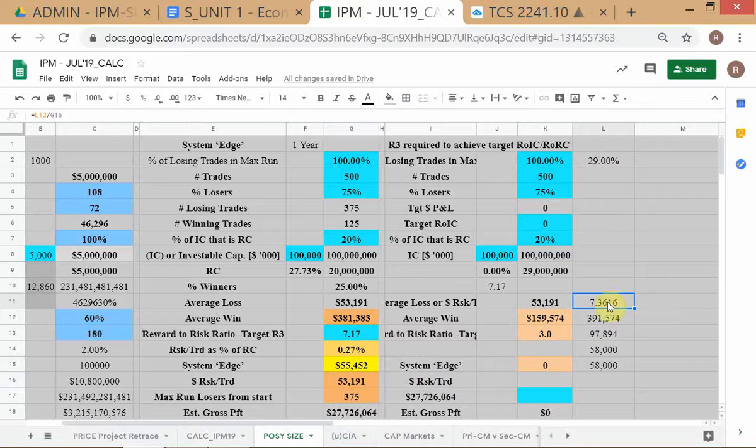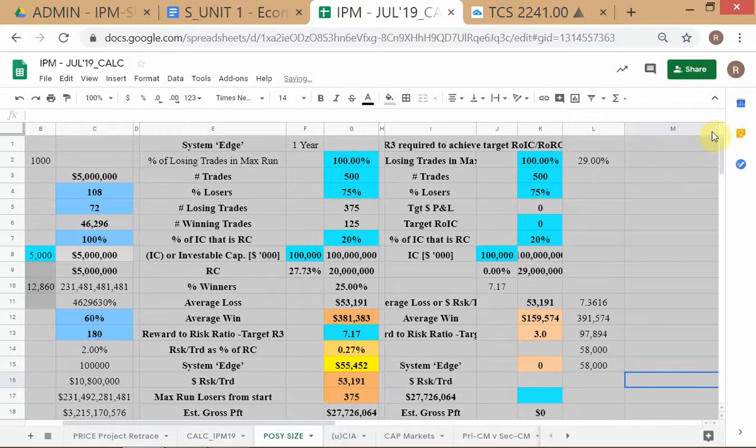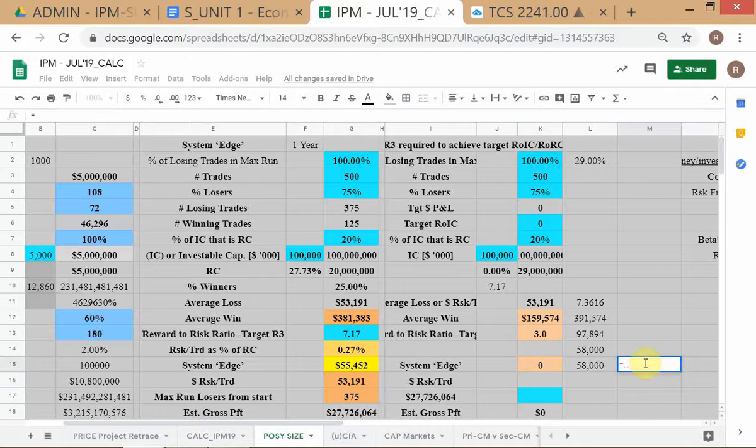Okay, so if this is 7.36, then let's calculate the system edge once again. Let's cross check now. Let's make this a little bit smaller, so we can bring this row in a little bit. Once again, against the system edge row, let's write this. What is going to be our system edge?